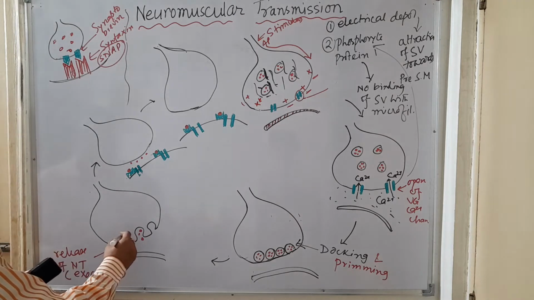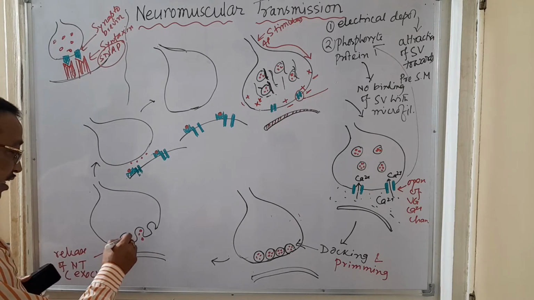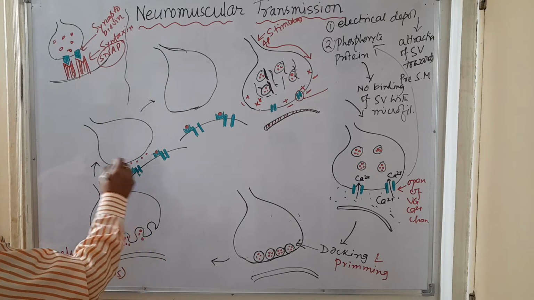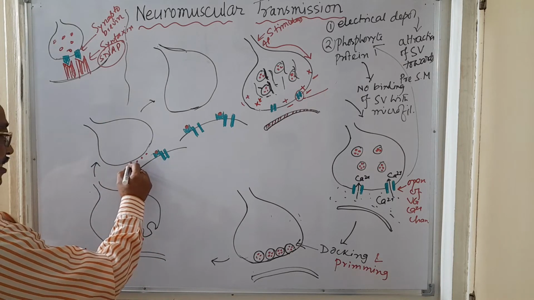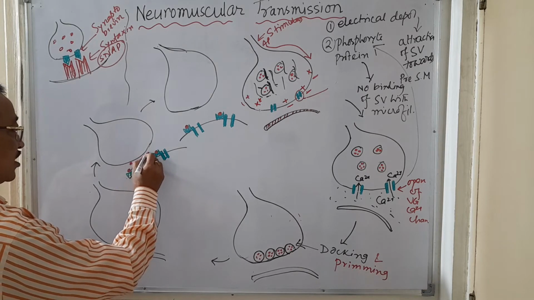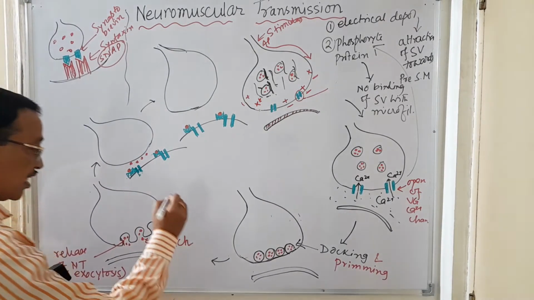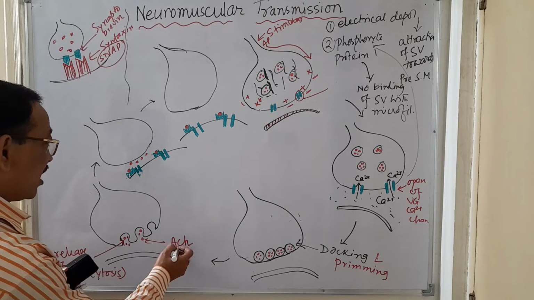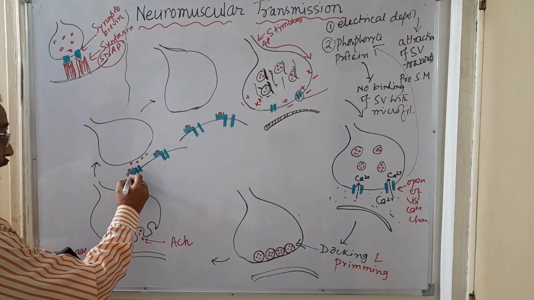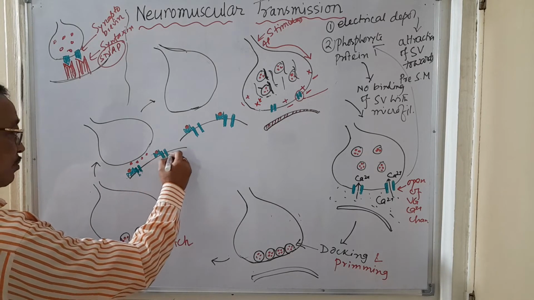Now, once these neurotransmitters get released at the synaptic cleft, what's happened? Here you see, these are the neurotransmitters. This neurotransmitter is known as acetylcholine. So this acetylcholine will now bind with the receptors present on the muscle membrane. So this is the muscle membrane.